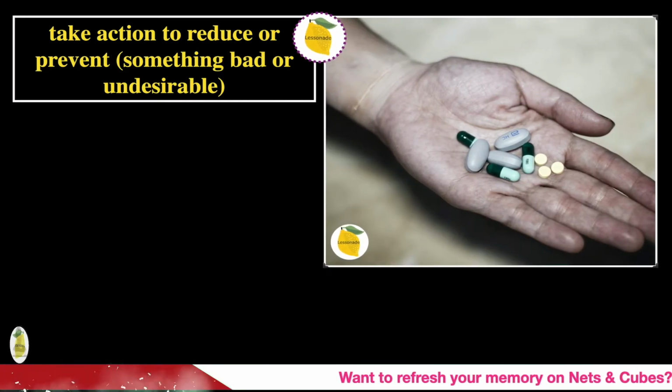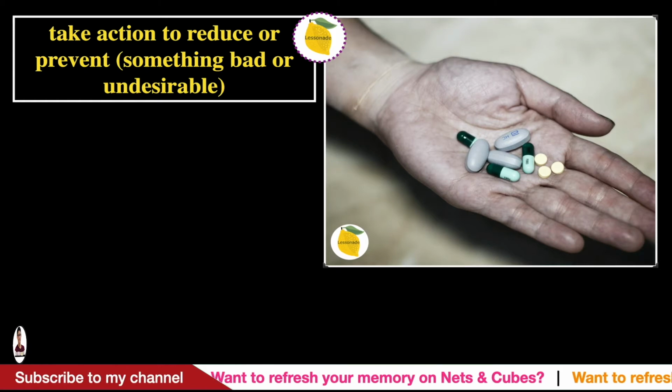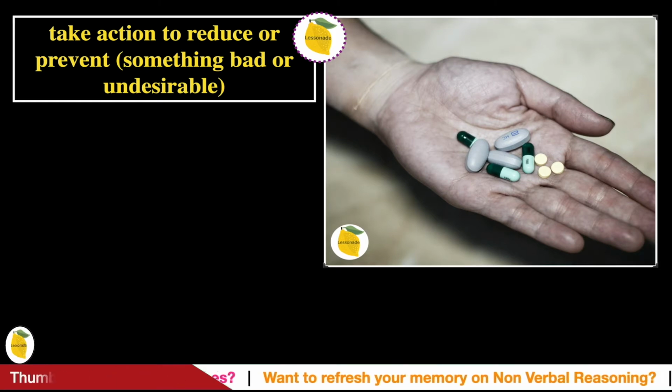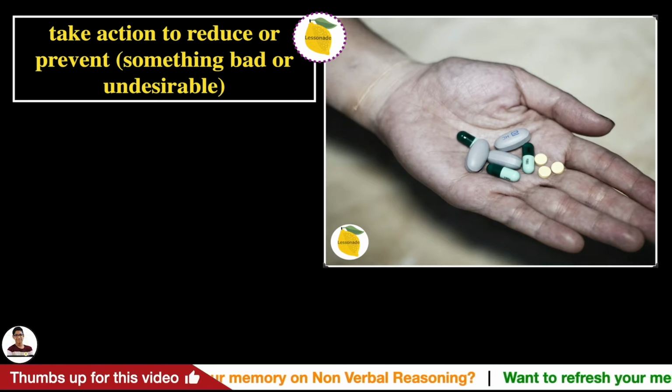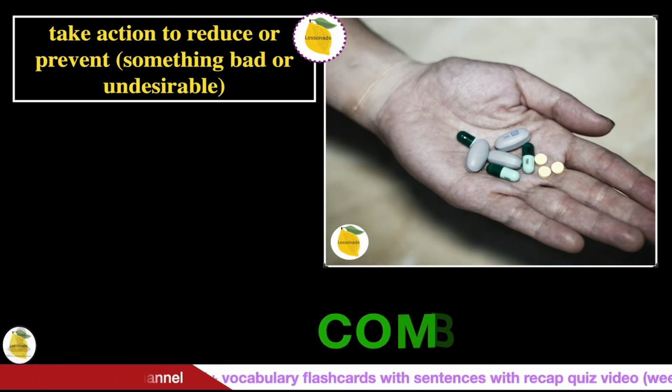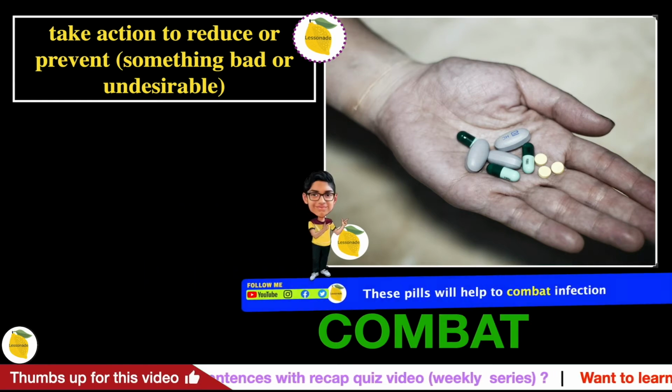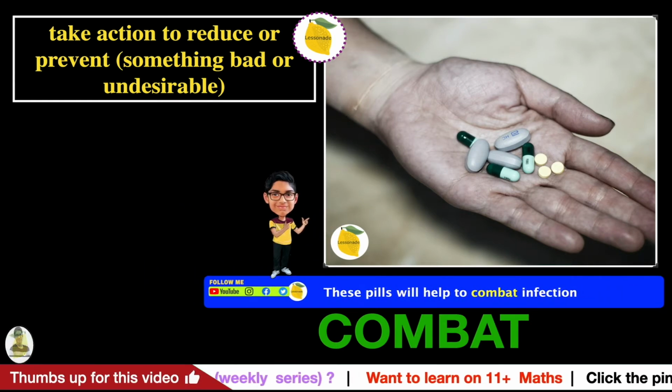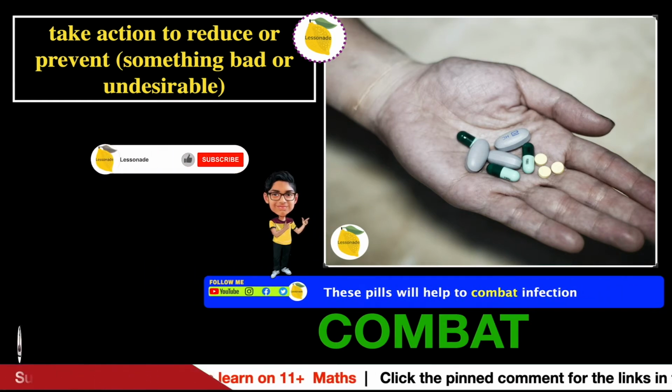The next one is take action to reduce or prevent something bad or undesirable. In this picture, you can see someone taking pills to reduce or to prevent something bad or undesirable happening, and therefore the word will be combat. And the sentence for this word is these pills will help to combat infection.